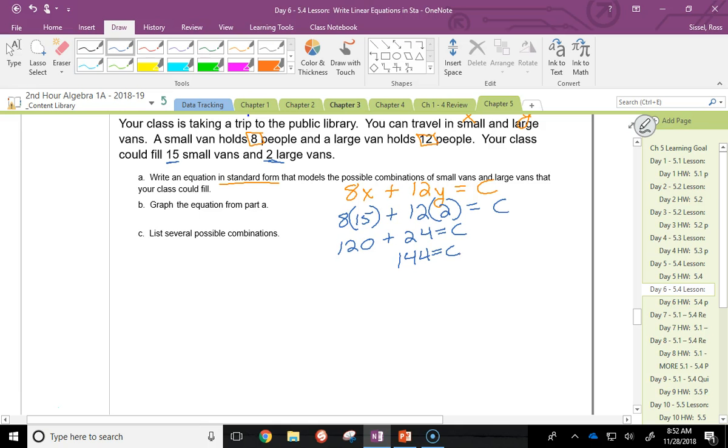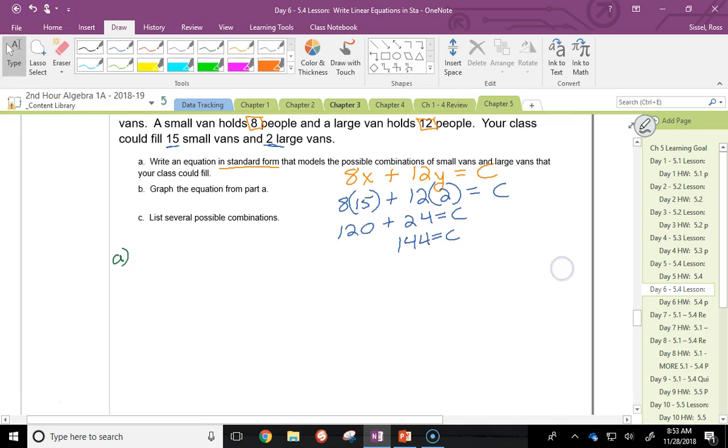What you just solved was how many students are in the class. So now I can do part A. A says write the equation in standard form. So I would say 8x plus 12y equals 144. That is our equation in standard form.